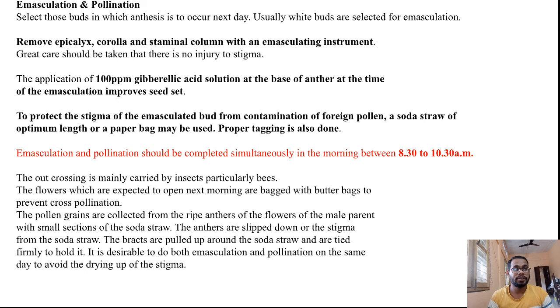And one thing is that if you want to increase the seed setting in the flower, you have to use 100 ppm gibberellic acid. That is the thing you have to understand. You must watch the video which I sent you in the Google Classroom, so that you can understand how emasculation and pollination go on in the field.